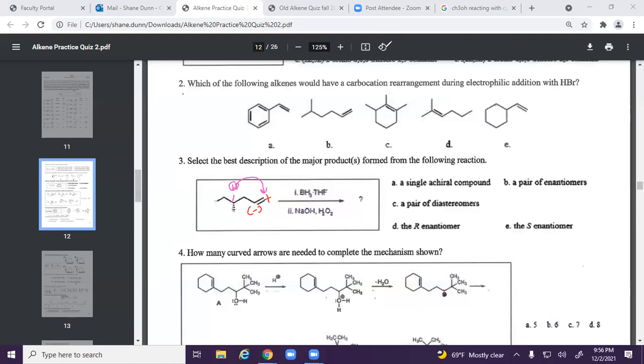But isn't that a positive charge going to a positive charge? What are you talking about? We're doing a hydride shift. You're allowed to move things with hydride shifts.